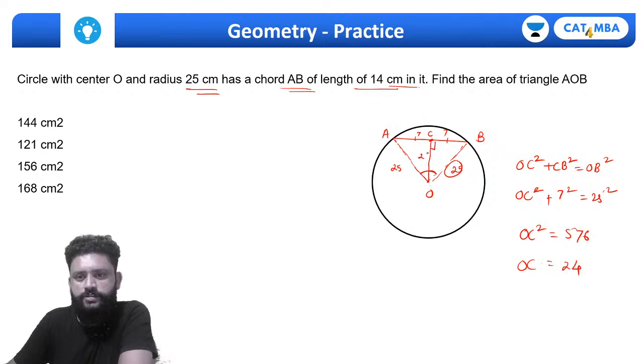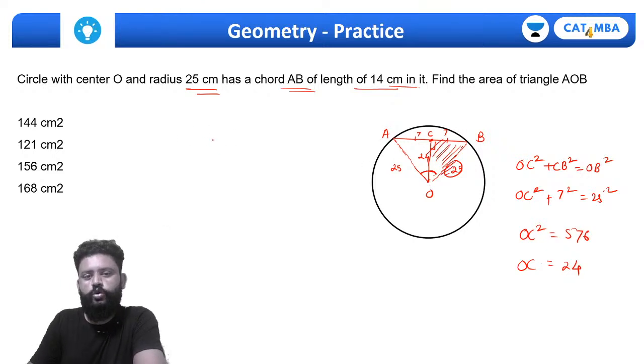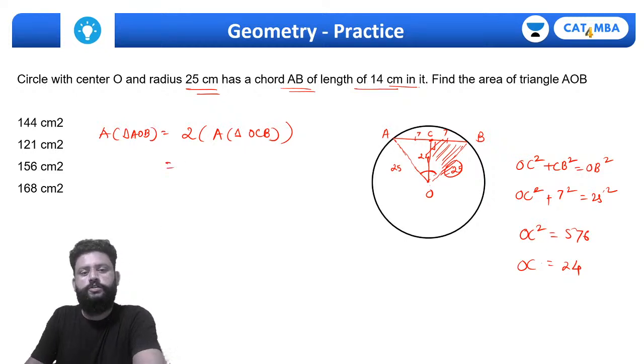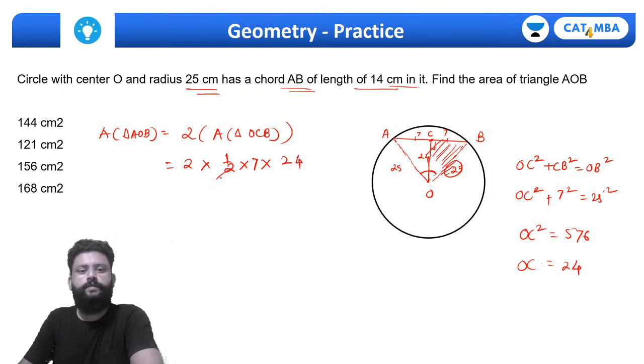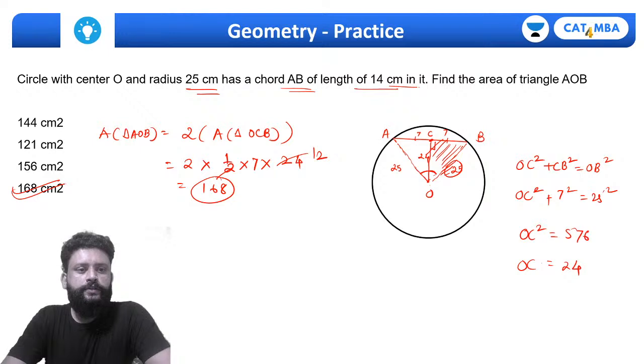So this is 24, and we know the area of this triangle will be half into base into height. There are two such triangles there, twice into area of triangle OCB, that is the area of the required triangle AOB. So it is twice of half into base is 7, height is 24. It will be 12 sevens are 84, or you can simply double 84, it will be 168, right? That's answer option D. Correct.